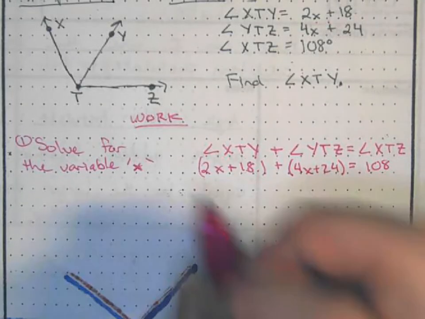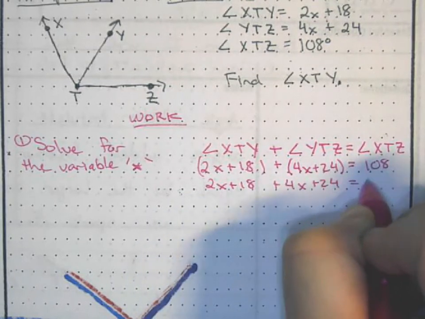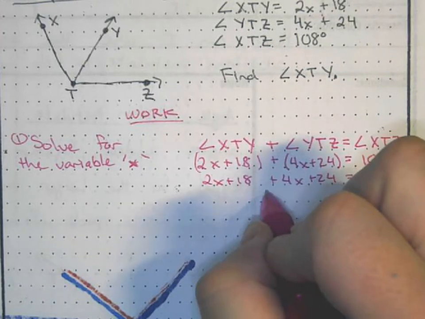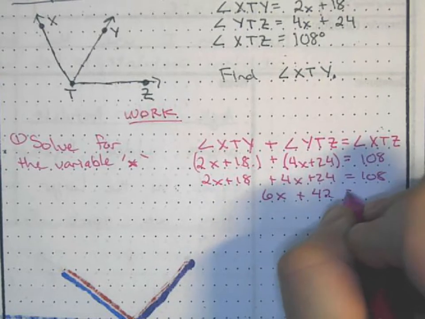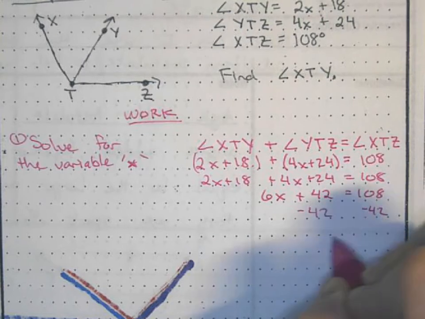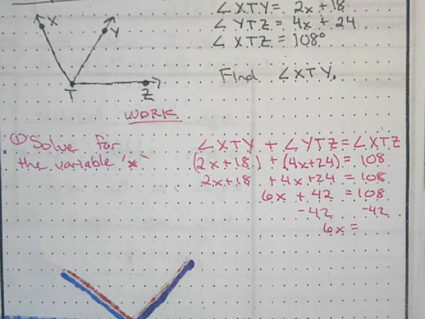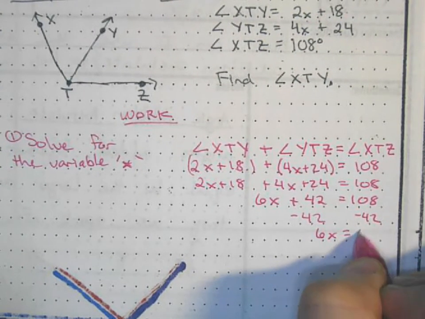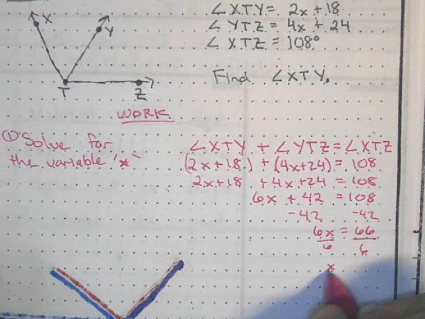Now we're solving. So we can drop our parentheses. And we're just going about solving. So we'll combine like terms. 2x plus 4x is 6x. 18 plus 24 is 42. Subtract 42. And 108 minus 42 is 66. And then divide that by 6 on both sides, and we get x equals 11.